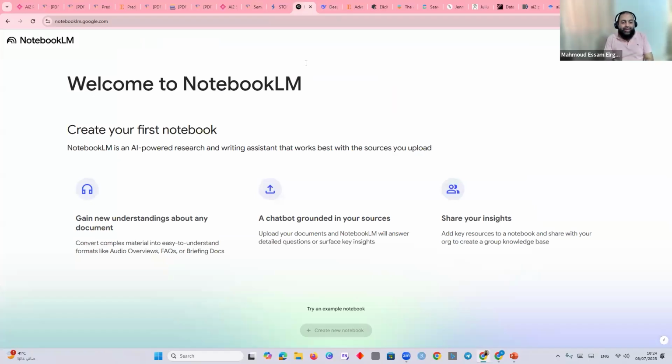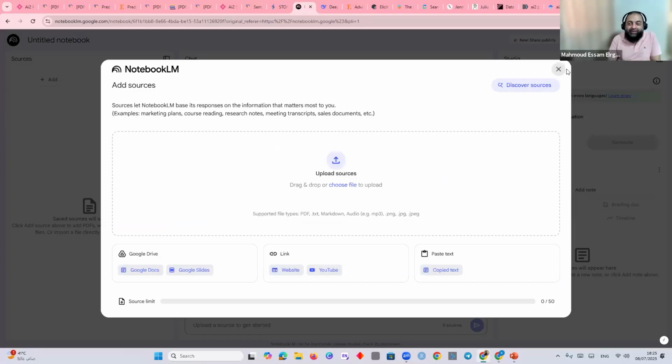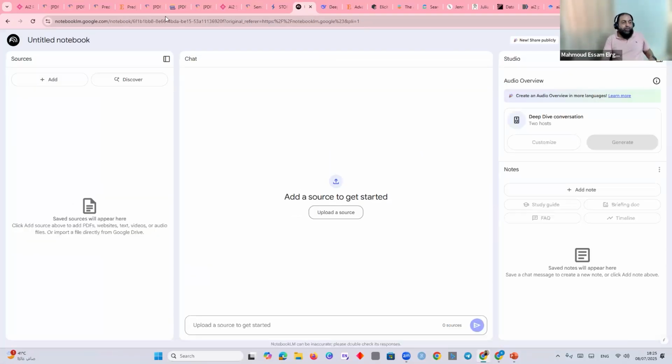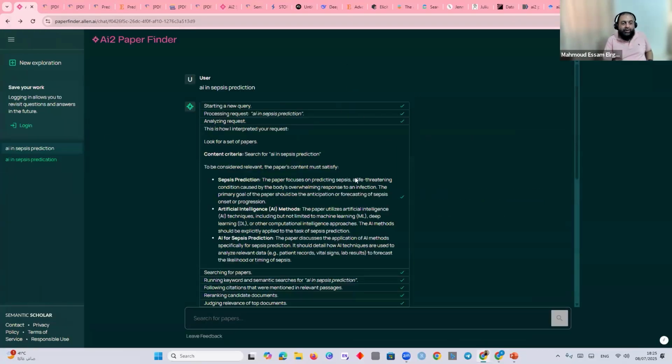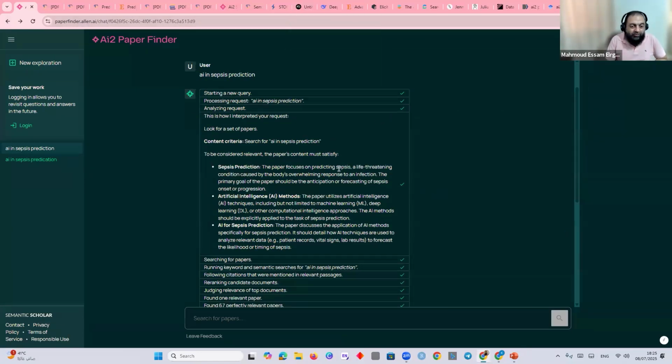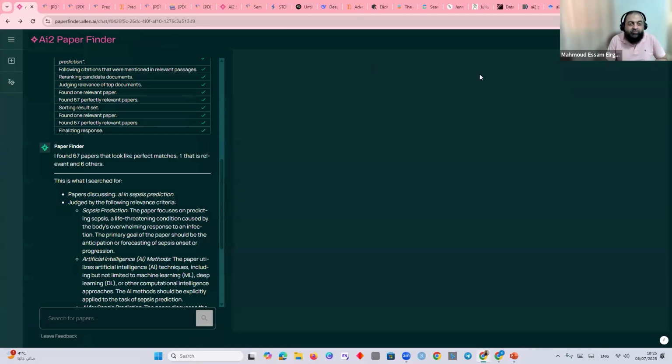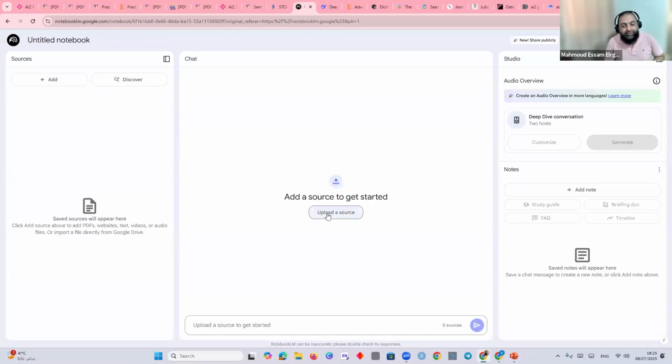Let's go to NotebookLM, one of the tools from Google. And really, this is not only for research. It's a very interesting tool. Now we collected those 70 papers, right? You remember, here we collected 70 papers on AI and sepsis, right? After you collect those 74 papers, the second thing you can do is put those papers in NotebookLM. NotebookLM is by Google.